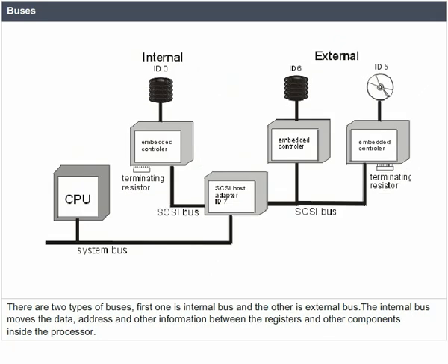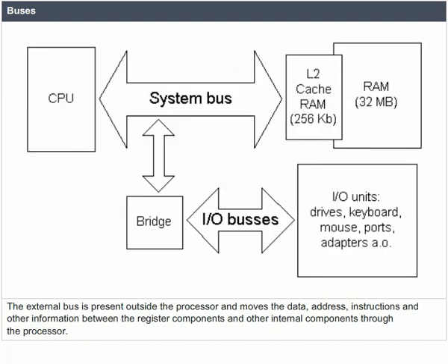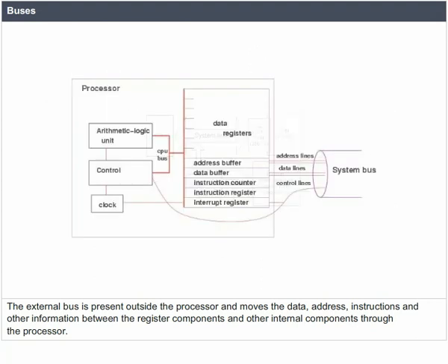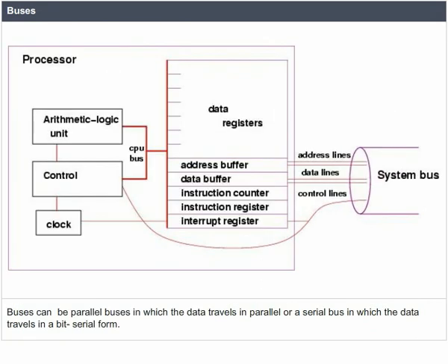There are 2 types of buses. First one is internal bus and the other is external bus. The internal bus moves the data, address, instruction, and other information between the register and other internal components inside the processor. The external bus is present outside the processor and moves the data, address, instructions, and other information between the register components and other internal components through the processor. Buses can be parallel buses in which the data travels in parallel, or a serial bus in which the data travels in a bit serial form.